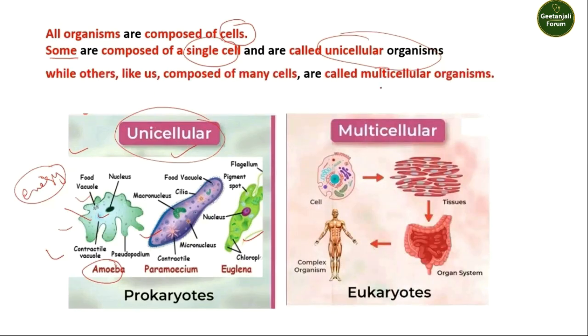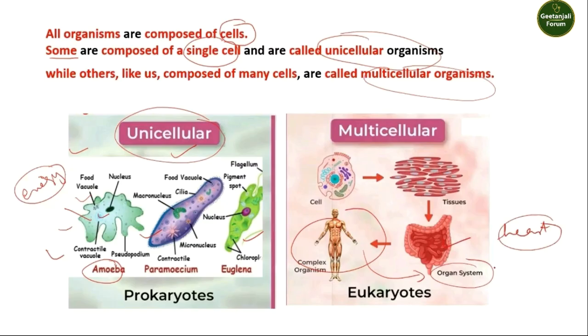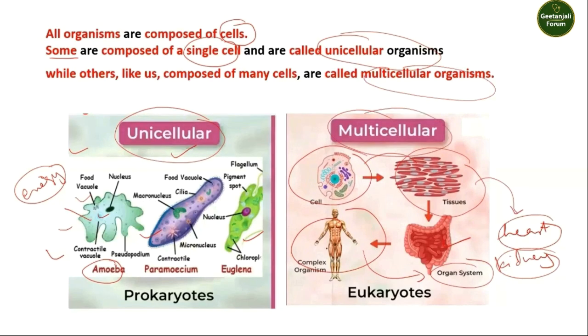Then there are multicellular organisms which are composed of many cells. For example, human is multicellular. In human, there are different organ systems like the digestive system, the cardiac system which is the heart, the kidney and all other organs. Now these organs are made up of tissues and tissues are made up of cells. So many such cells are present in multicellular organisms. For example, in human, trillions of cells are present. Similarly, higher organisms have many cells present in them. We call them multicellular organisms.